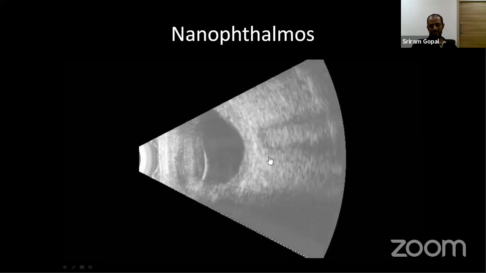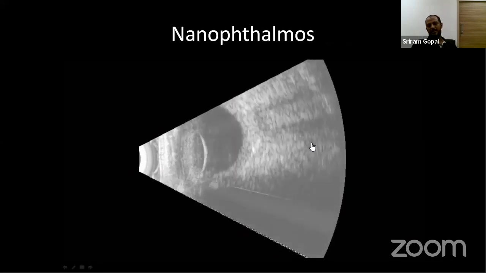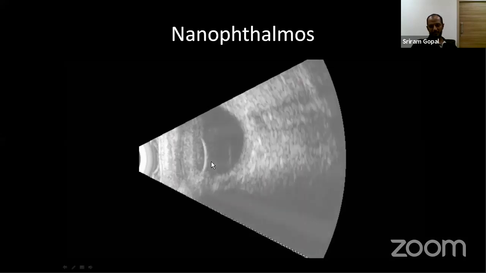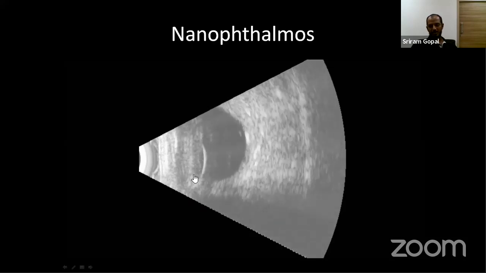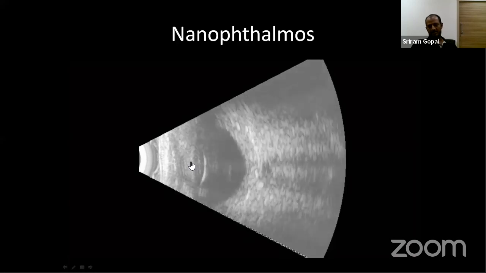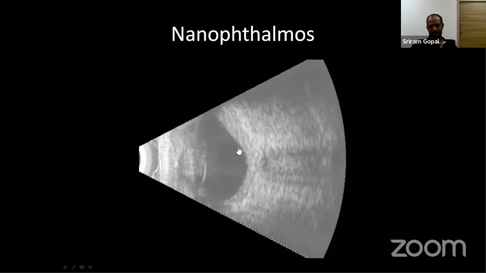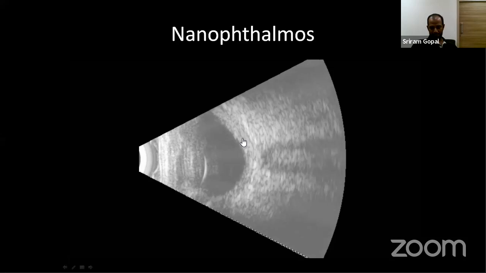This is nanophthalmos, a very short eye, usually less than 20.5 millimeters in length. If you look at it, the lens size is relatively normal. The axial length is very, very short. And if you look at the retinochoroidal scleral thickness here, it is very, very thick. It will be almost 3 millimeters and more.